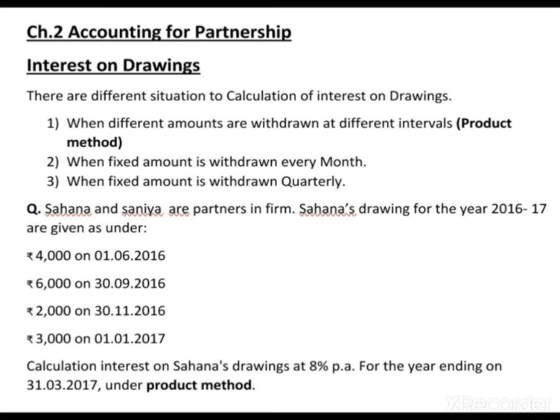So what do we have to find out? Calculate interest on Sahana's drawings at 8% per annum. The rate of interest is given as 8%; it changes from question to question. For the year ending on 31st March 2017, under the product method. So now we have to calculate the months of the drawings. That's why we need to understand the months and month numbers. So let's solve this question.